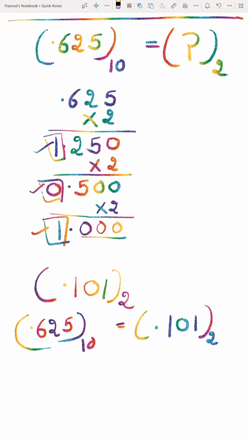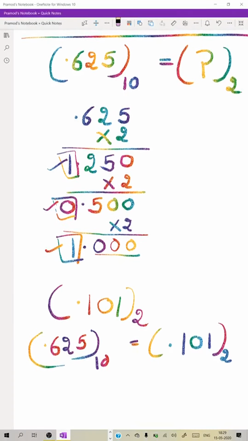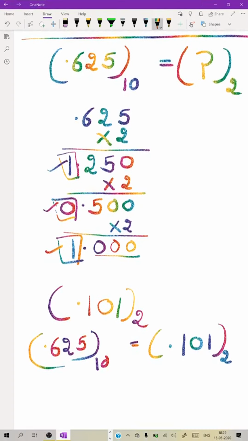So this is our decimal fraction to binary conversion. Here decimal to binary conversion is completed. In the next class we will learn about decimal to octal conversion.